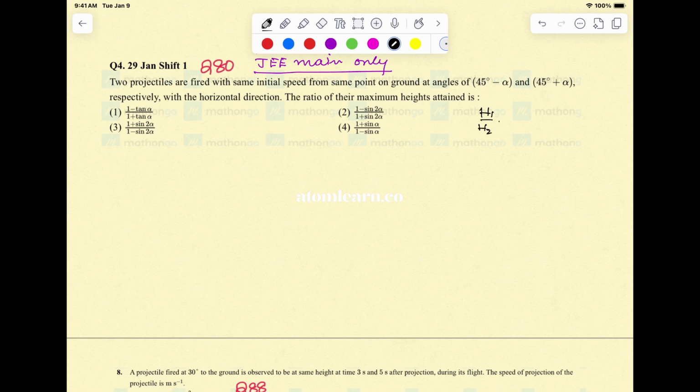Remember the concept we said, h1 by h2 is proportional to sine squared theta by cos squared theta, correct? Why? Because one is theta, the other is 90 minus theta. The theta in this case is 45 minus alpha. Therefore, what they want is nothing but tan squared of 45 minus alpha as the ratio. So, okay.